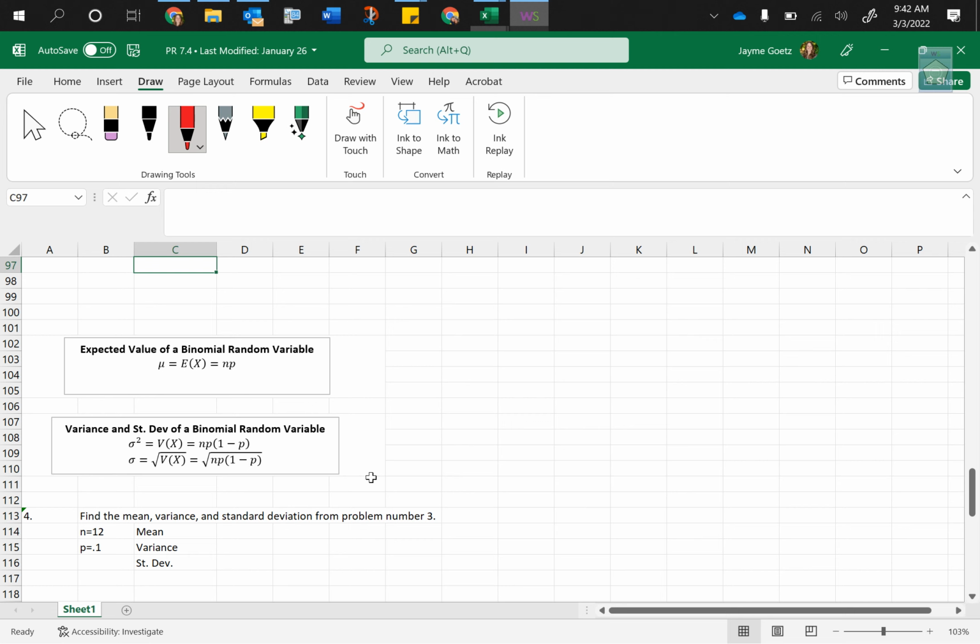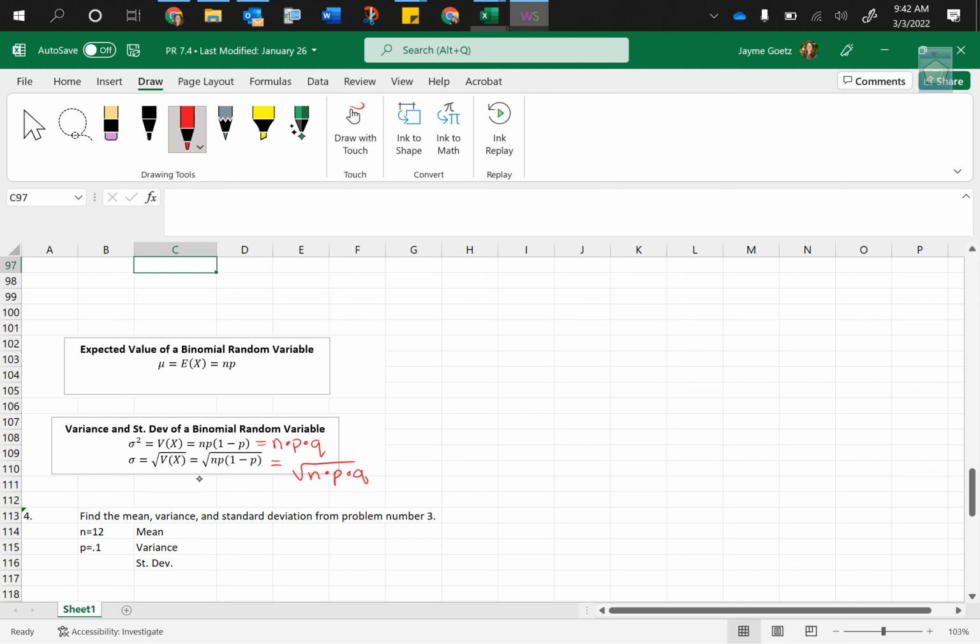Now the variance and the standard deviation of the binomial random variable are very similar. So to find the variance of this, you take your n value times your p-value, and then it says times 1 minus p, but we know that's the same thing as your n value times your p-value times your q-value. That's how you're going to find the variance. And then the standard deviation is just the square root of that. So the square root of n times p times q.